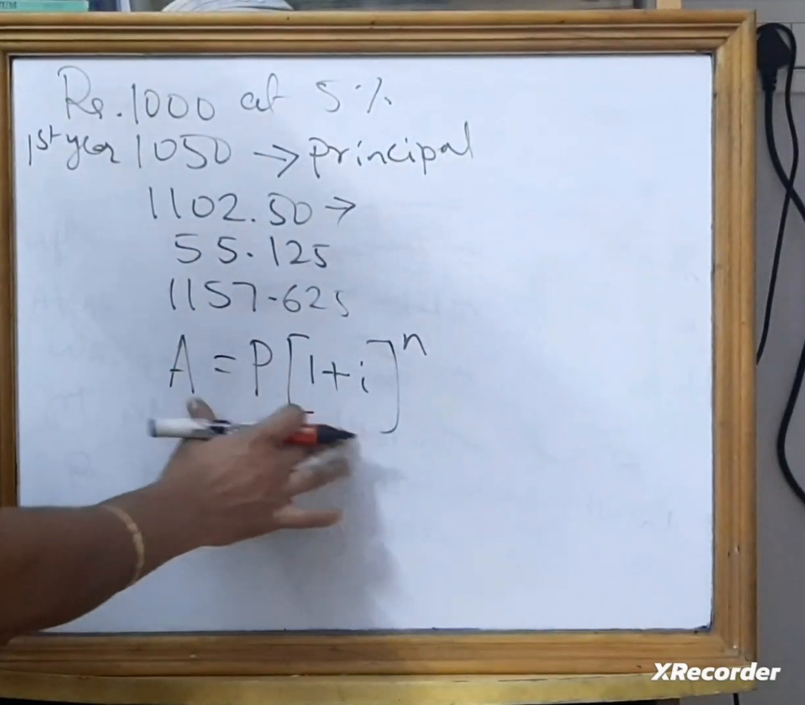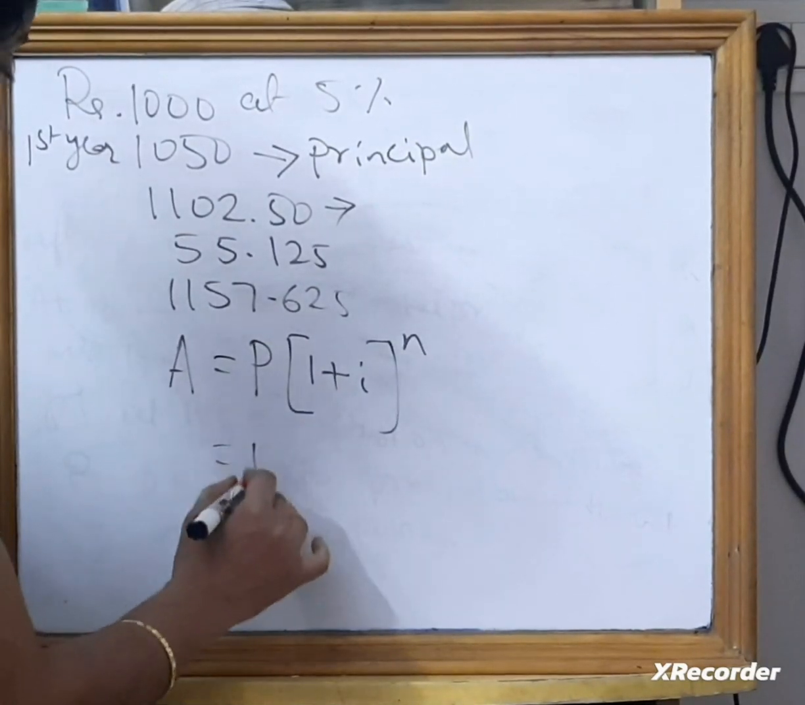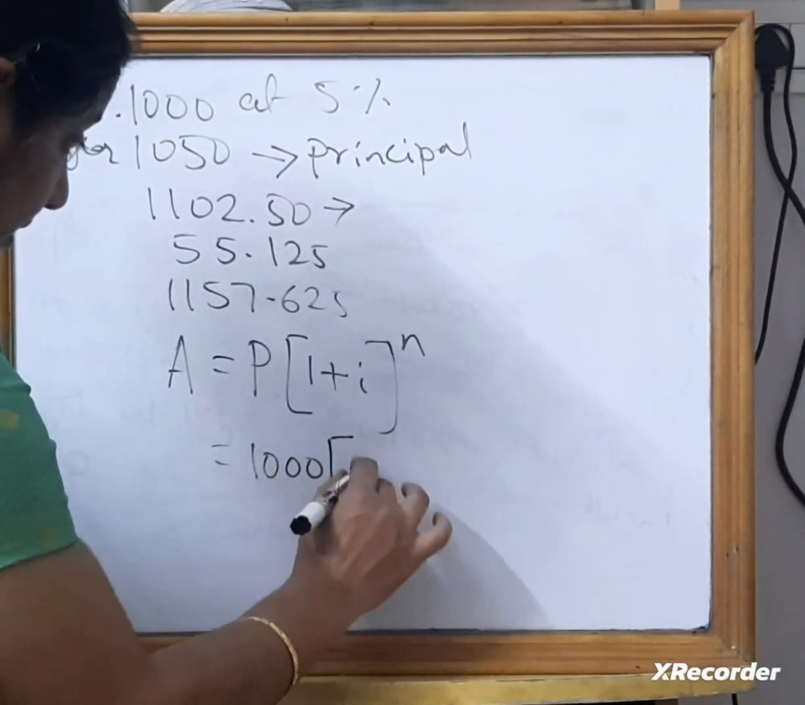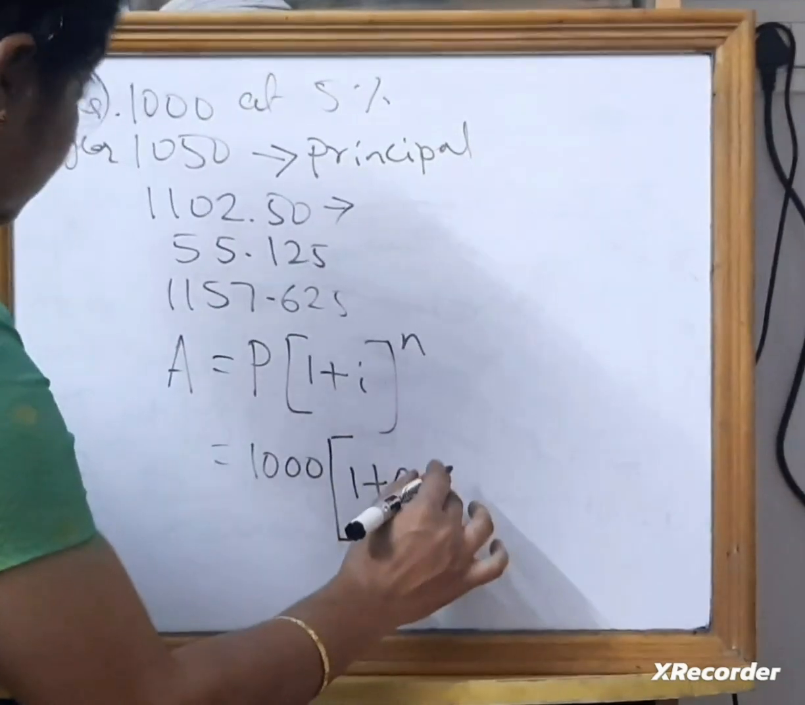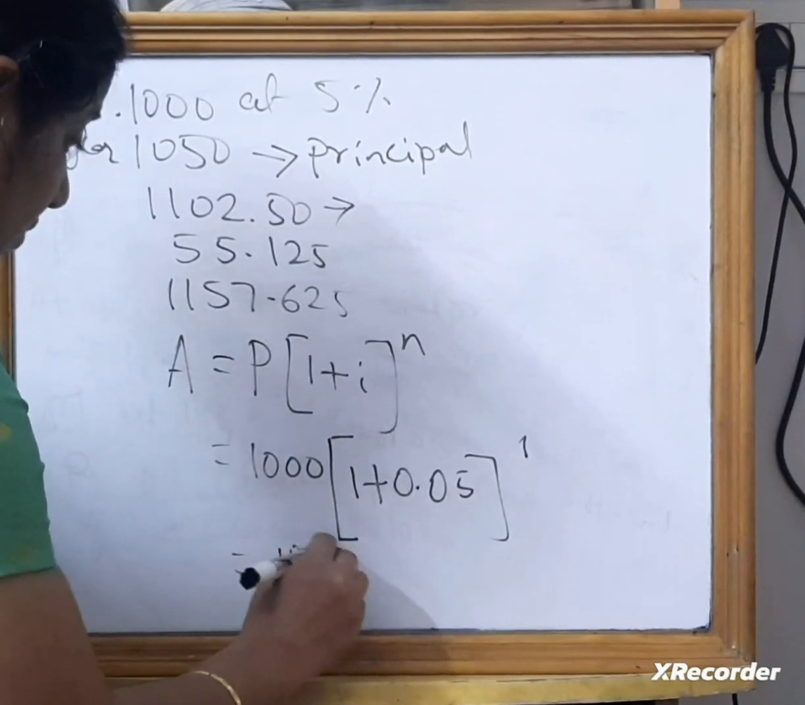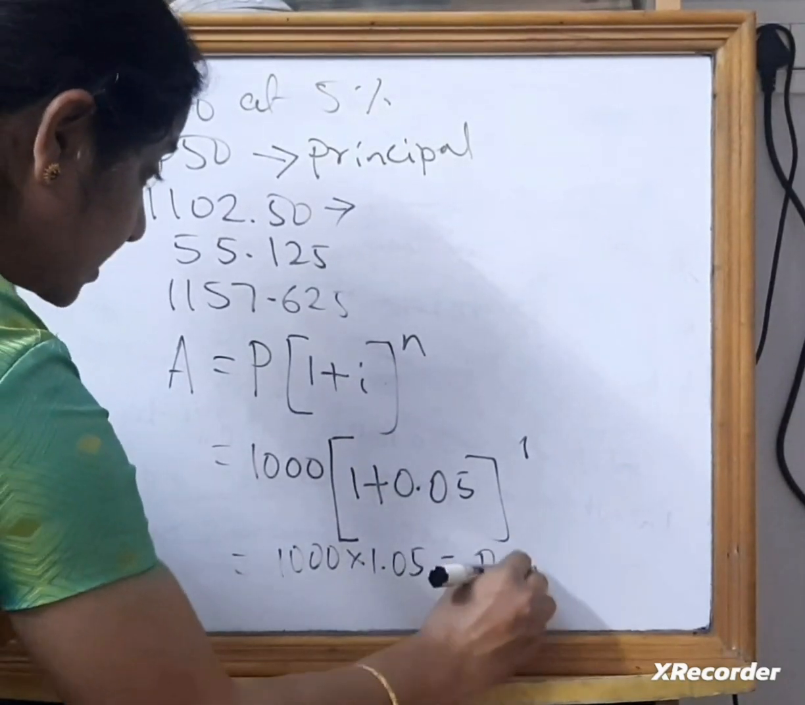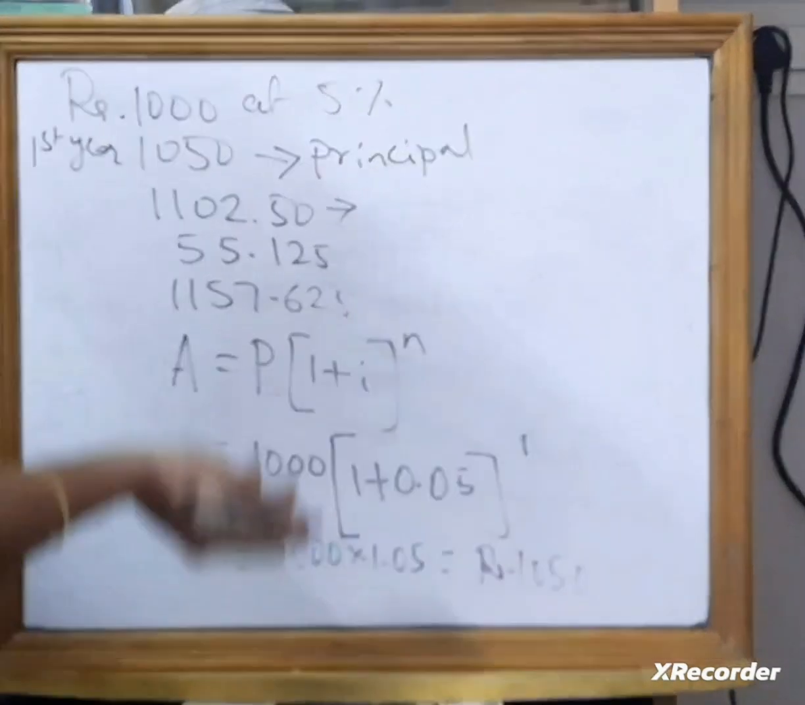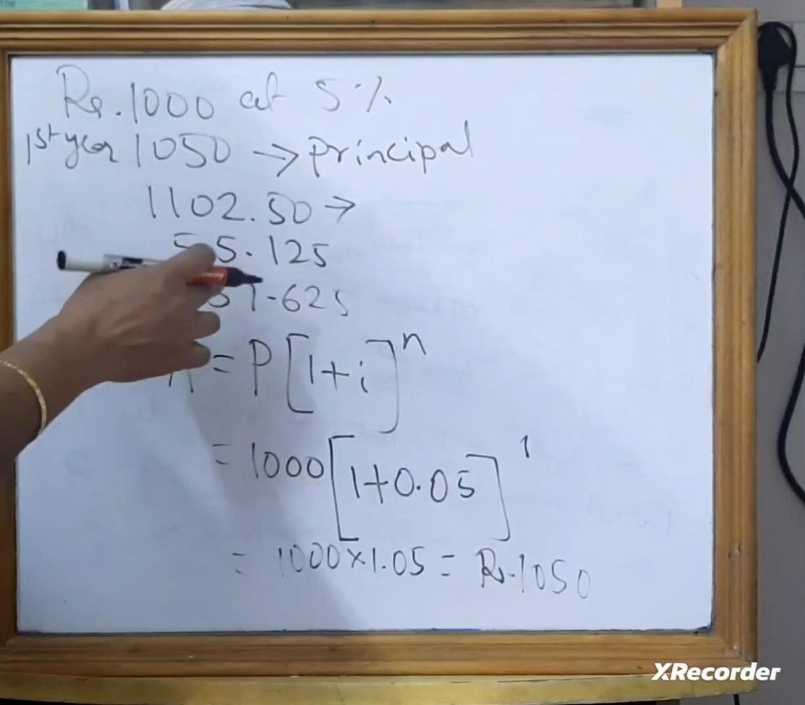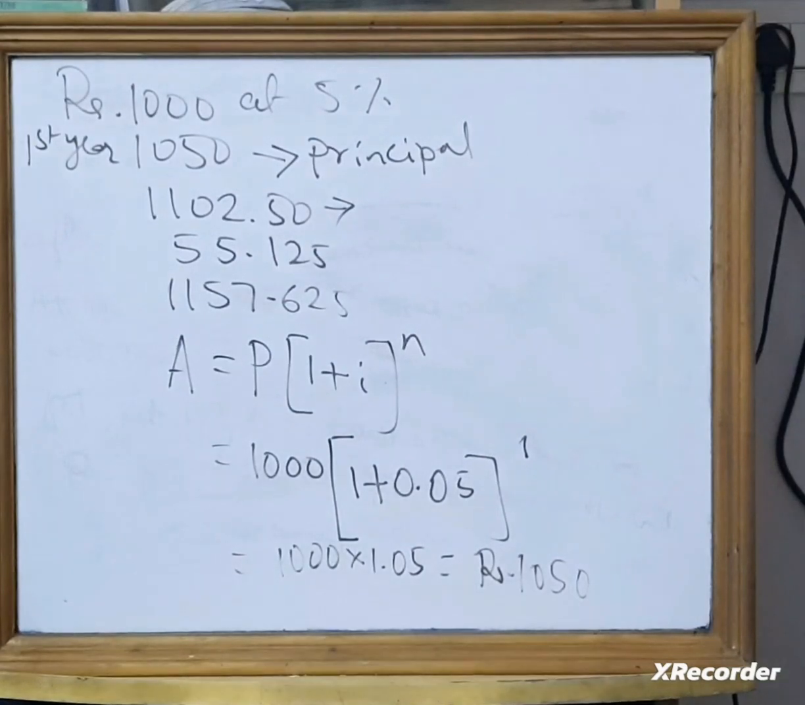Say if you apply this formula for the same example, that is the amount that is deposited in the year 0, 1000 into (1 plus 0.05) to the power 1, it will be 1000 into 1.05, which is equal to rupees 1050 for 1 year, then 1102.50 for second year, then 1157.625 for third year. So this technique is called as compounding.